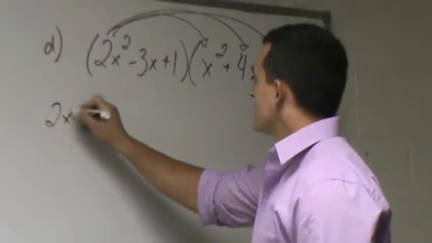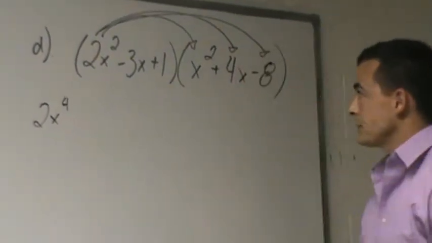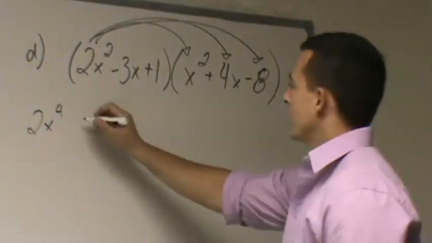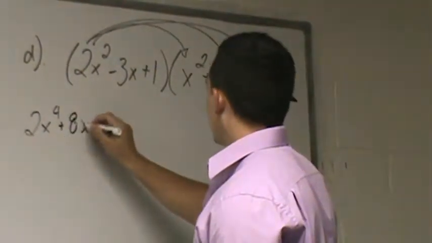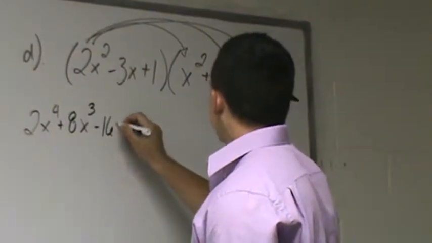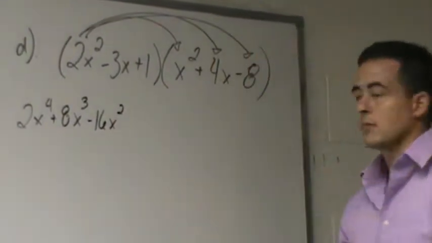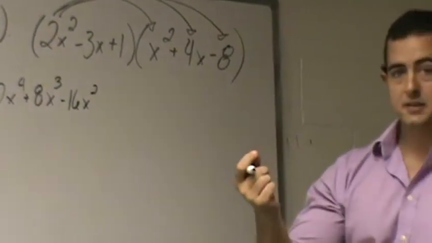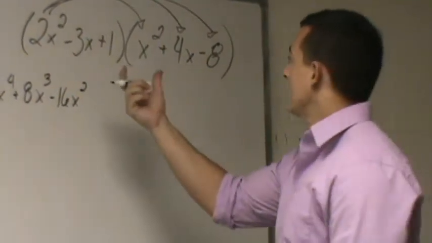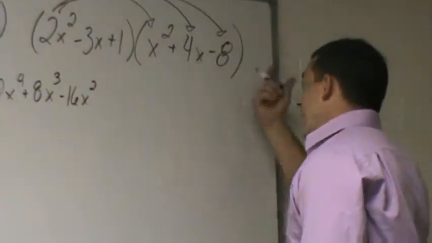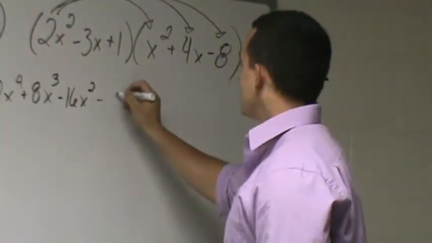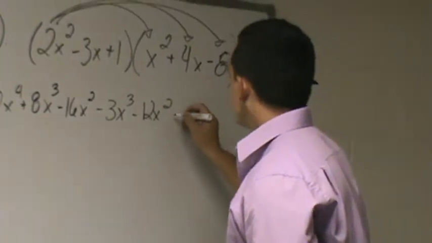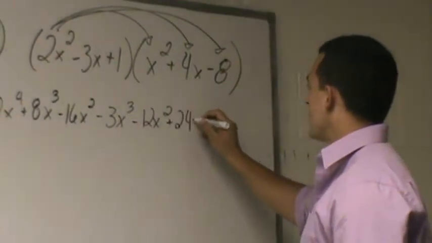So let's see. We've got 2x to the 4th to start with. And then we'll keep taking that 2x squared and distributing it through the terms. So then we're going to have plus 8x cubed minus 16x squared. And then we're going to take the negative 3x, make sure you keep the negative sign with the 3, so the whole negative 3x, and distribute that through the parenthesis. So minus 3x cubed minus 12x squared plus 24x.